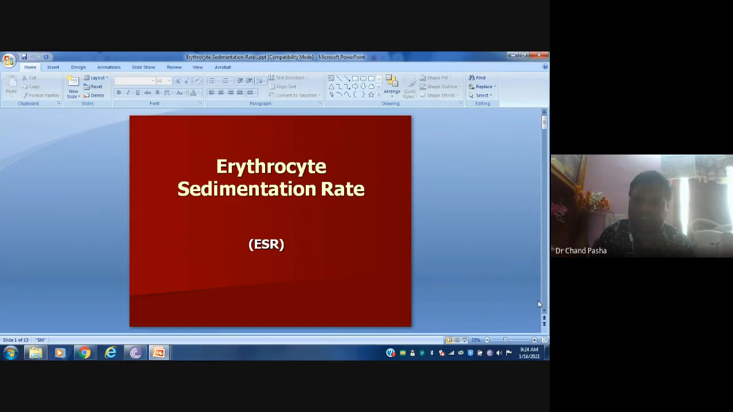Once these are attached, their density and their biomass get increased. Once they increase, they will be precipitated down, they will settle down. This rate of settling down, we calculate in terms of erythrocyte sedimentation rate, ESR, and it is a non-specific marker.